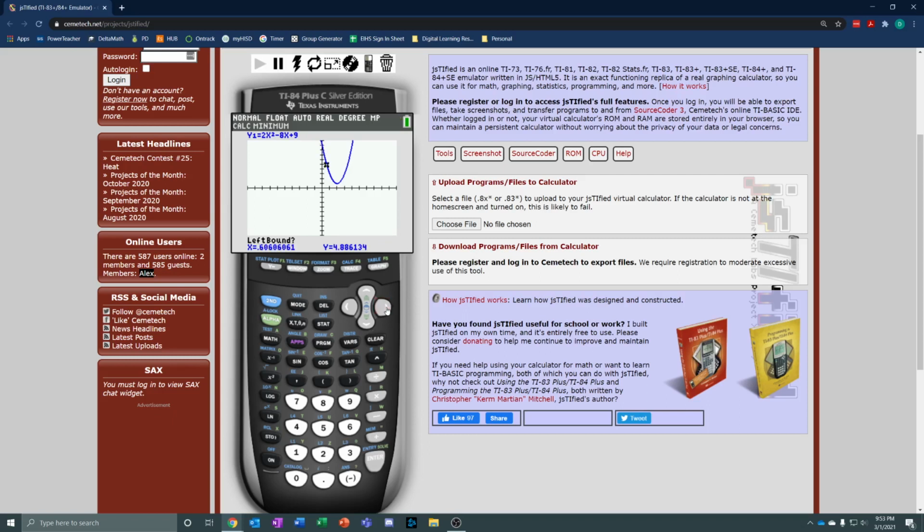So when it says left bound, you see, here's my minimum here, right? I want to make sure that it's inside of this boundary, okay? So I'm going to make sure my cursor is to the left of it for left bound, and then just hit enter. And then I'm going to make sure my cursor goes over here to the right side of it for right bound, hit enter, okay? And then it asks for a guess.